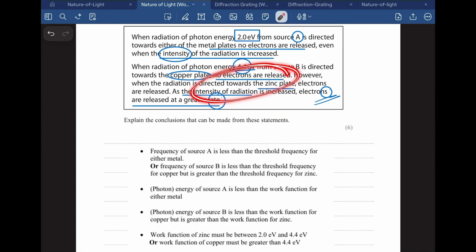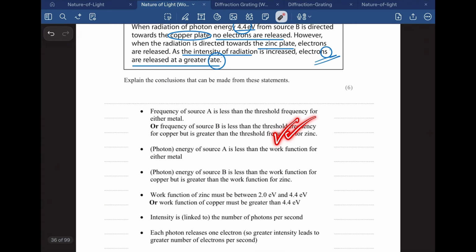Or you can also say the frequency of source B is okay. Now let's compare with source B. Source B was able to release an electron from the zinc plate, but it wasn't able to release an electron from the copper plate. So that's why we can say the frequency of source B was less than the threshold frequency of the copper plate, but greater than the threshold frequency of the zinc plate. That's why it was able to release an electron from the zinc plate. That is basically what they have written.